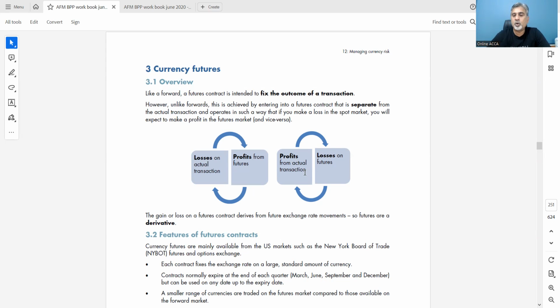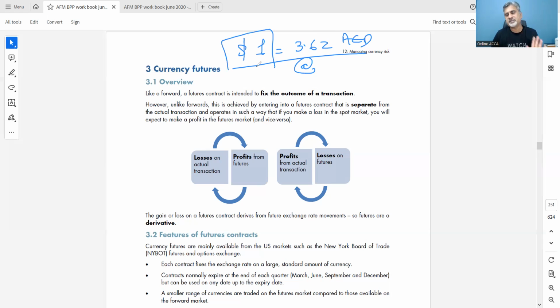So you say, okay, let's lock the price. You are fixing the price so that $1 equals 3.62 AED after 3 months' time, and you are free from any hassle. There is no gain or loss after 3 months. When 3 months pass, you pay them and buy whatever dollars you need at the rate of 3.62. You are fixing the rate between you and another party, only one transaction, and this is the simplest of all.